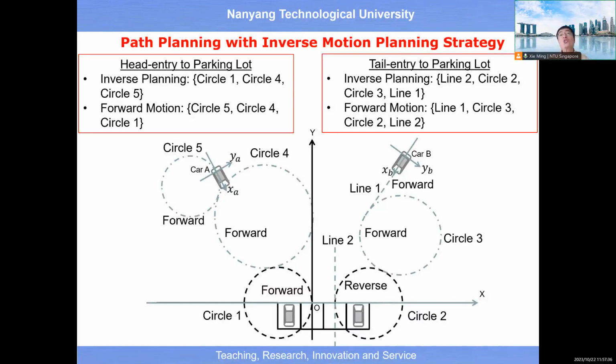Then for the control of the motion of the vehicle, you will see the control is doing forward motion. First, the vehicle will perform the motion along line 1, then follow circle 3, then follow circle 2, then follow motion along line 2. So you see this inverse planning forward control strategy. This is a very, very powerful technique for us to solve the problem of motion planning.